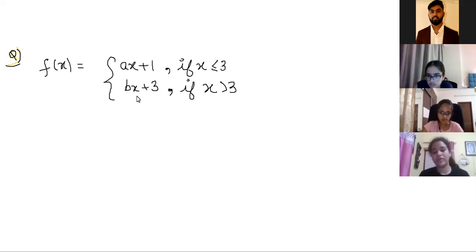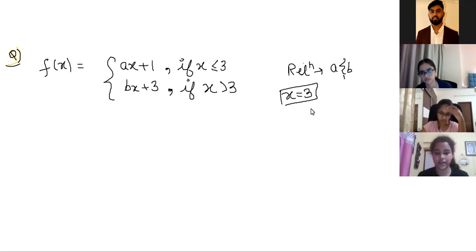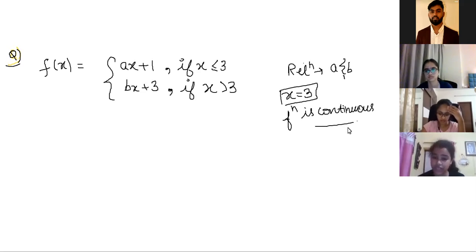Now what we have to do in this, we do not have to find the values of a and b, we have to find a relationship between them. मतलब हमें उनके terms में एक answer मिलेगा. So we have to find the relationship between a and b so that the function is continuous. It is given that the function is continuous at x is equals to 3 वाला point. So इसमें दोनों बातें बोल रखी हैं. Function is continuous at this point.